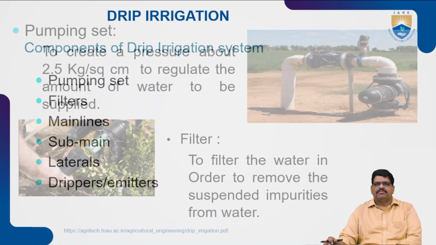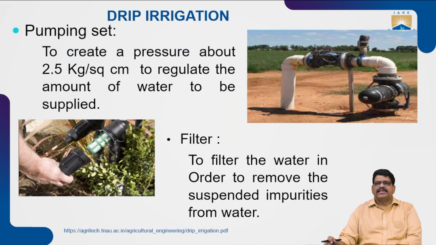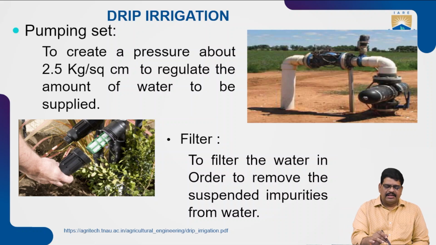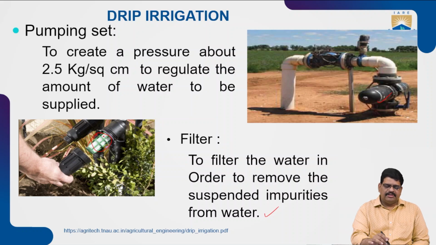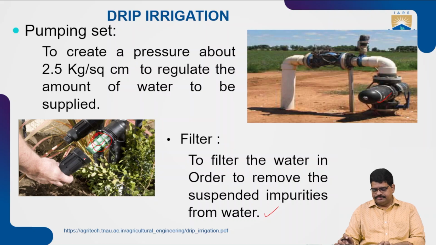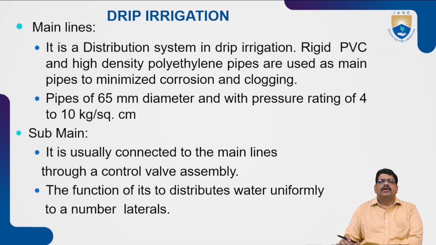Let us see them one by one, starting with the pump. The pump set is used to increase the pressure, about 2.5 kg per cm², to regulate the amount of water to be supplied. Next, the filter. A filter medium has to be provided to filter the water, removing suspended impurities from it. So the pump system supplies the water, and inside it we provide the filters.